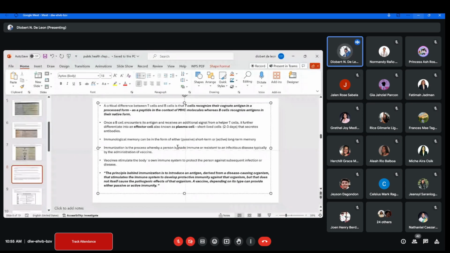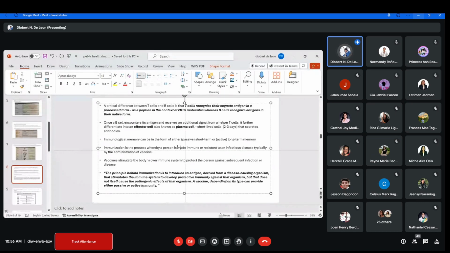Okay, immunization is a process whereby a person is made immune or resistant to an infectious disease, typically by the administration of vaccine. Vaccines stimulate the body's own immune system to protect the person against subsequent infection or disease. The principle behind immunization is to introduce an antigen derived from a disease-causing organism that stimulates the immune system to develop protective immunity against the organism, but that does not itself cause the pathogenic effects of the organism.